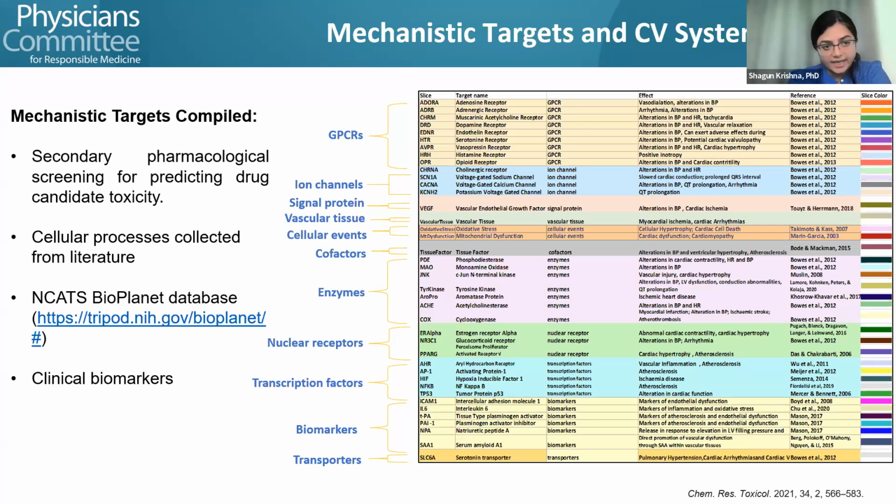We also queried the NCATS BioPlanet database. It's a huge resource for mapping the ToxCast and Tox21 assays to different adverse outcome pathways or to different signaling pathways. We identified a couple of assays from there as well. And then we included several clinical biomarkers in the study. So we identified a list of 40 mechanistic targets and cellular processes. These are not exhaustive, but we started with this.